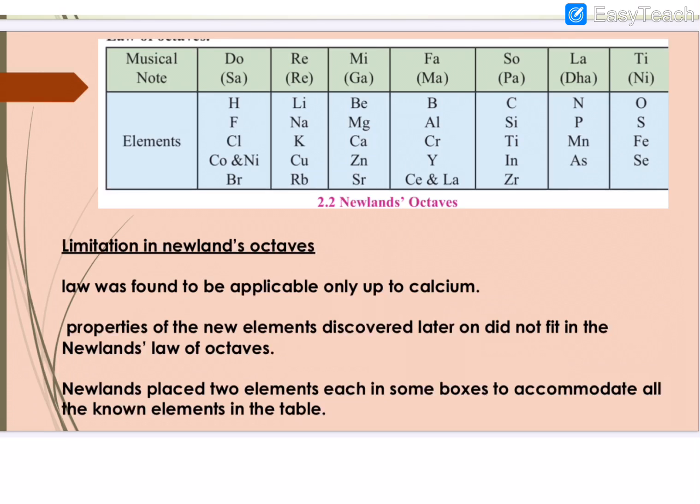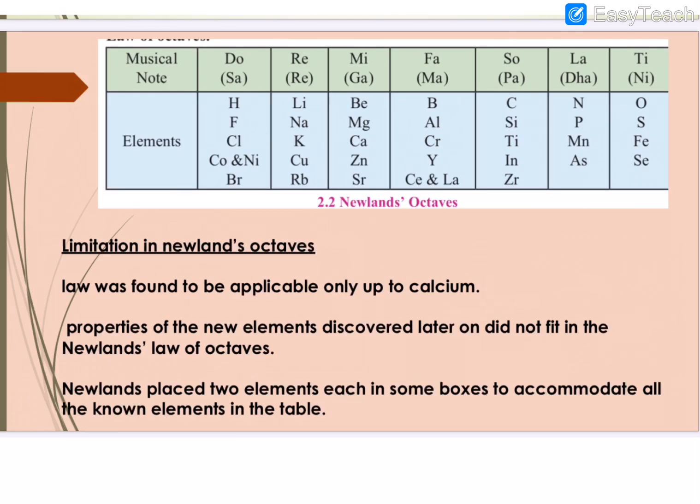Newland compared this similarity with the octaves in music. You can see sa, re, ga, ma, pa, dha, ni, and after ni it comes to sa again. That means the first and eighth elements have the same chemical properties.